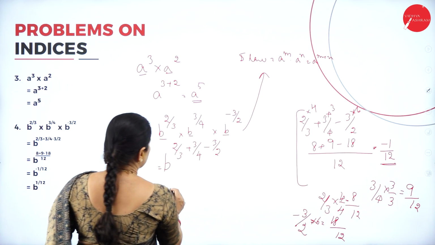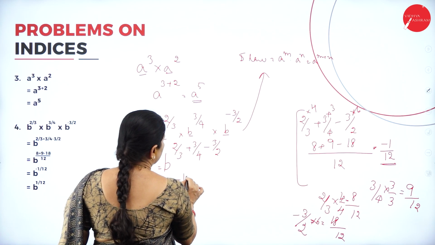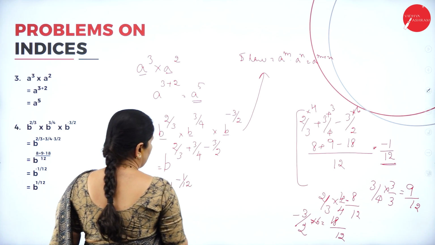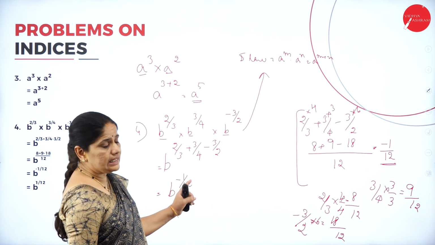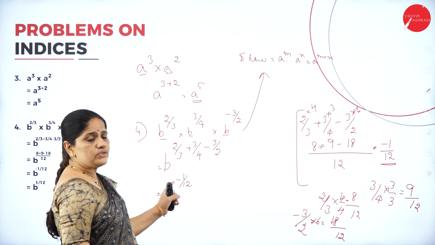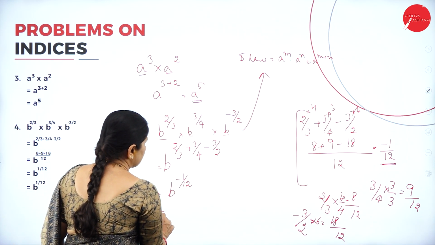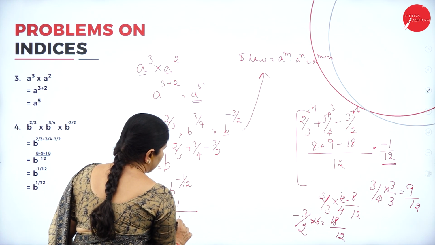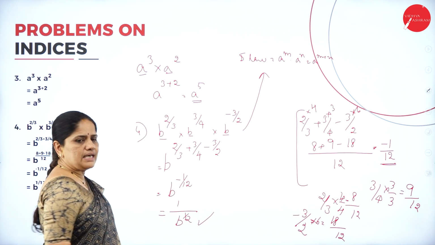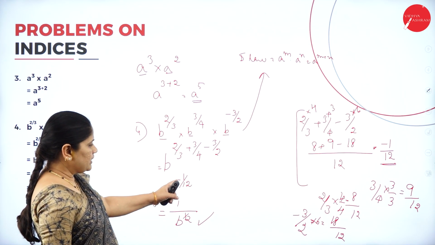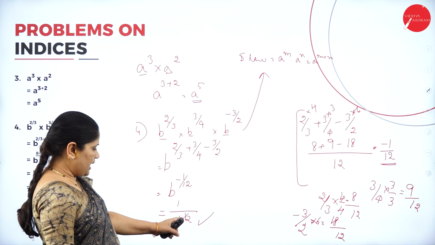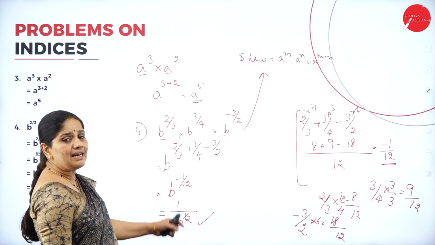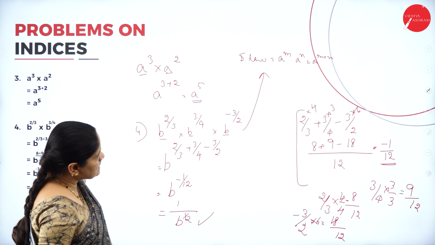So, I will write here b to the power of minus 1 by 12. As I had told you earlier, whenever there is a negative sign, I can always write it as a denominator. So 1 by b to the power of 1 by 12. So this is the right answer. Whenever there is a minus sign, you can shift it to the denominator and take away the minus sign.